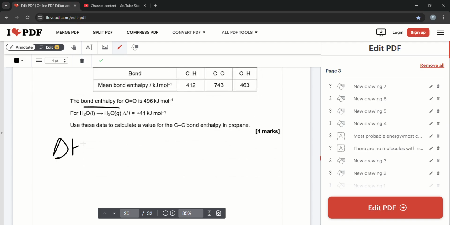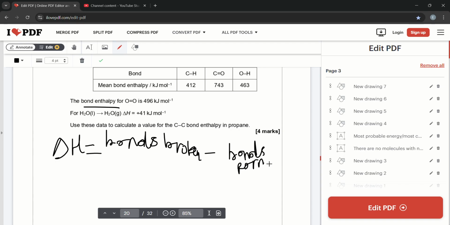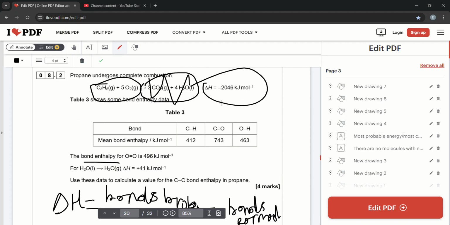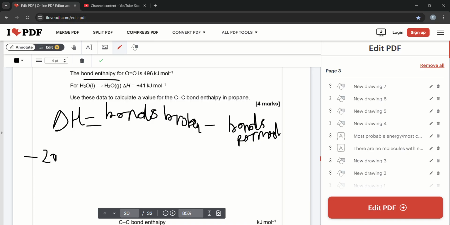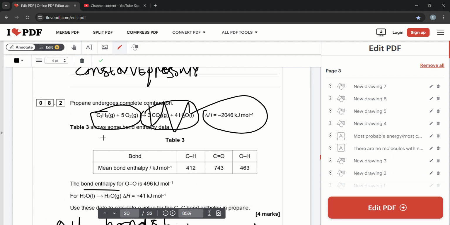So delta H, bonds broken minus bonds formed. You can just say shorthand bonds formed, energy required. So delta H is minus 2046. And that's equal to the energy required to break the bonds in C3H8. Now what I like to do is draw out what that is, because then it gives me a better idea of how many bonds we're working with.